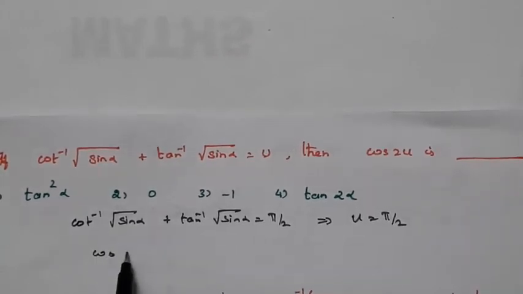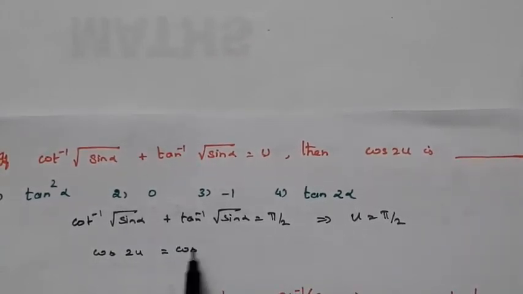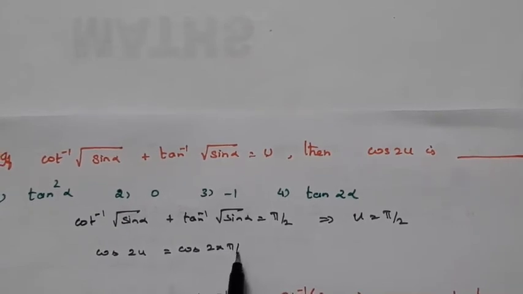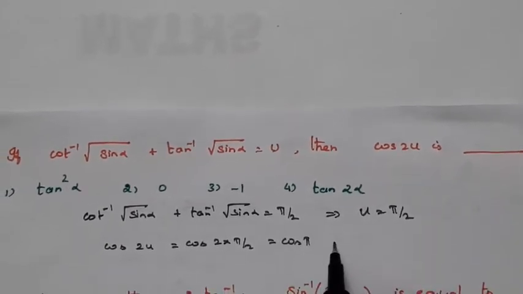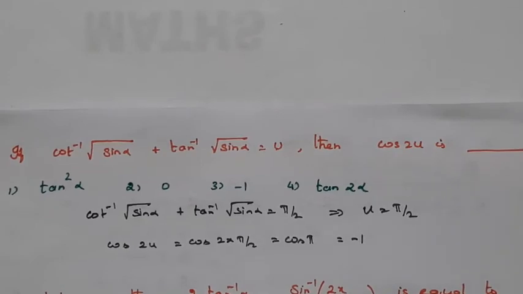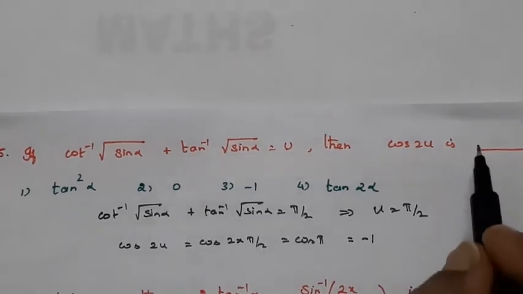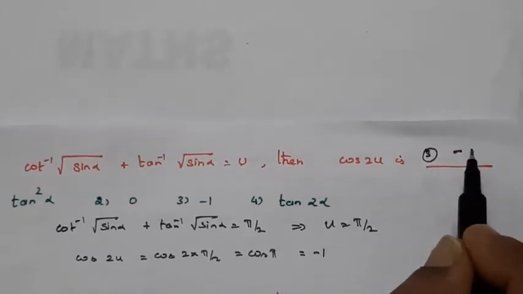So, what would be the value of cos 2u? Cos 2u is equal to cos 2 into pi by 2, that is equal to cos pi. So, what is the value of cos pi? Cos pi is equal to minus 1. So, this is option number 3, that is minus 1.